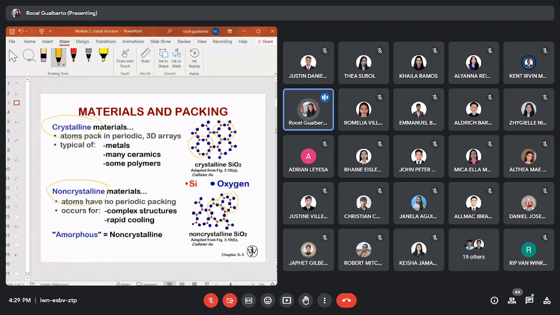Okay? So, when we say crystalline materials, the atoms are packed in periodic 3D arrays. Pare-parehas po. And these are typical on metals, many of the ceramics, and some of the polymers. Okay? So, kalimitan po natin yan ma-observe sa metals. And sa polymers po, dyan po medyo madalang. Okay? Because mainly the polymers fall under the non-crystalline ones. Okay? They have no periodic packing.